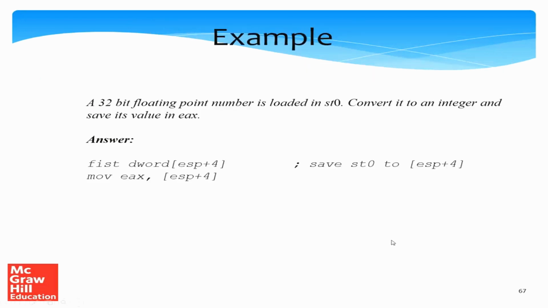Let us now consider an example. A 32-bit floating point number is loaded in ST0, so it is present in ST0. Let us convert it to an integer and save its value in EAX. To do this, one thing that is clear is that from the set of floating point registers, the direction of data flow is from the floating point registers to memory.